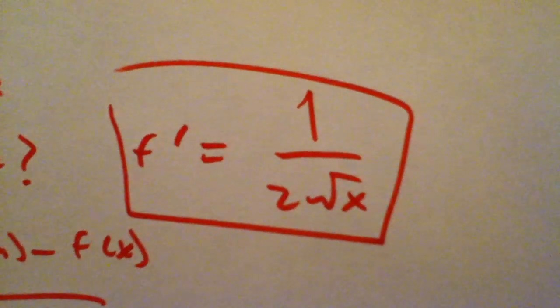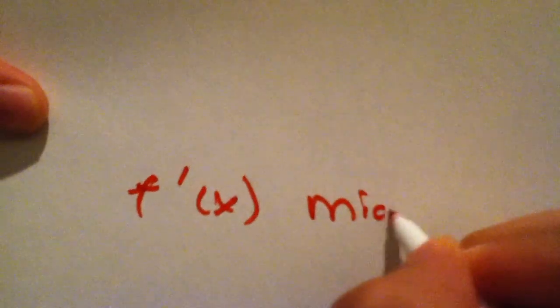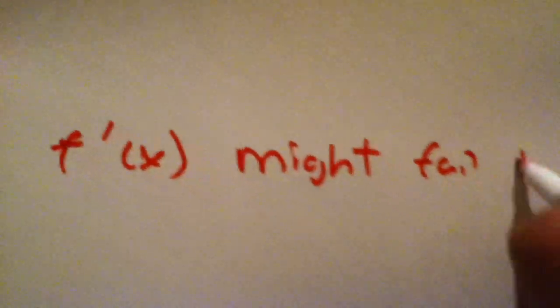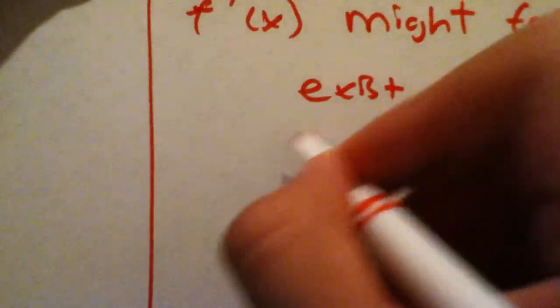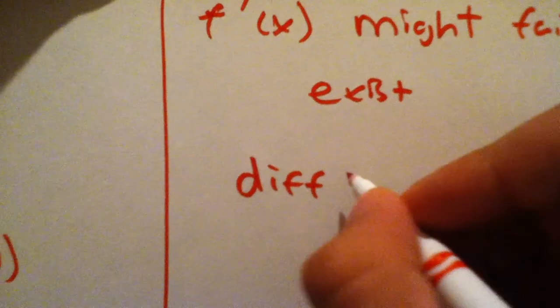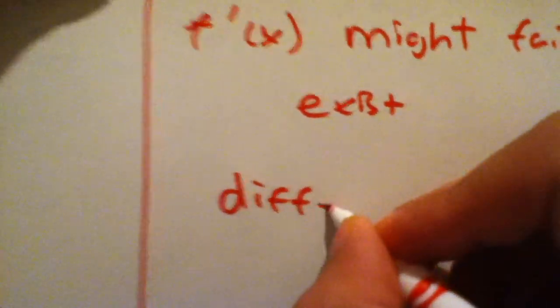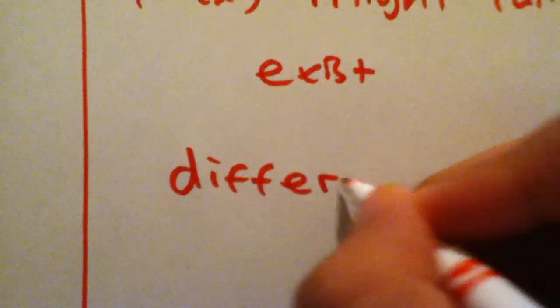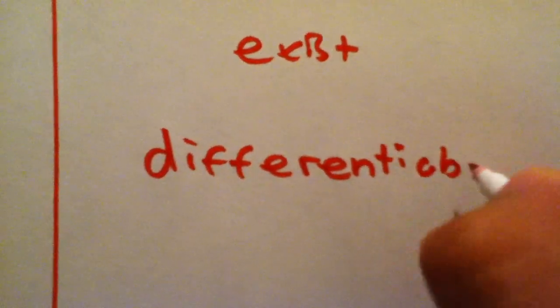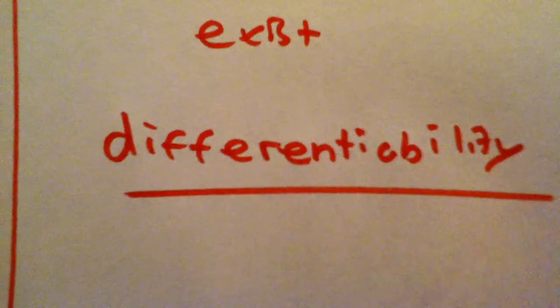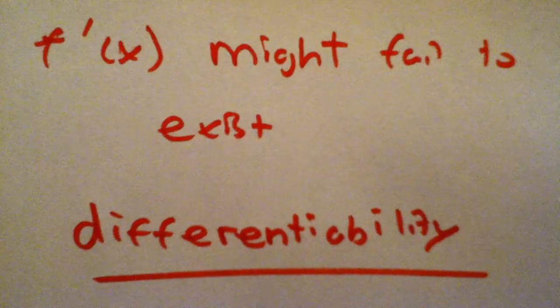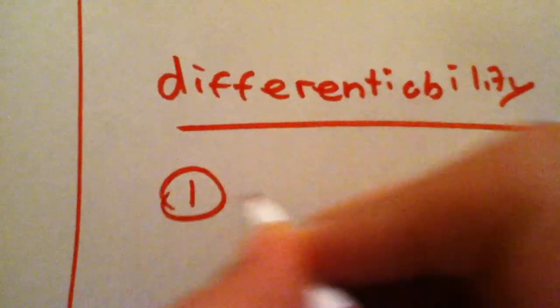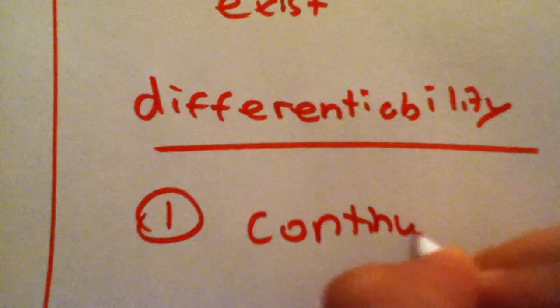However, f prime of x might fail to exist. And this topic is differentiability. And so for a function to be differentiable, it must be continuous. So the first thing, it must be continuous.